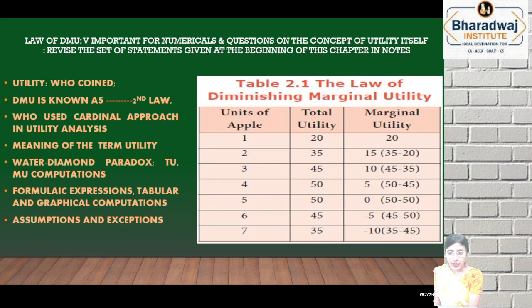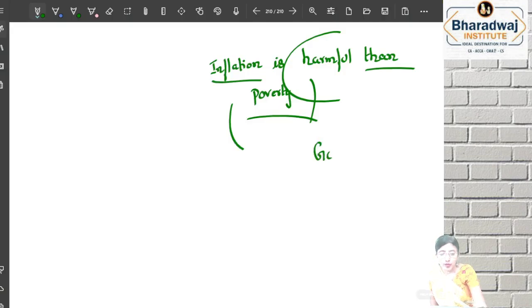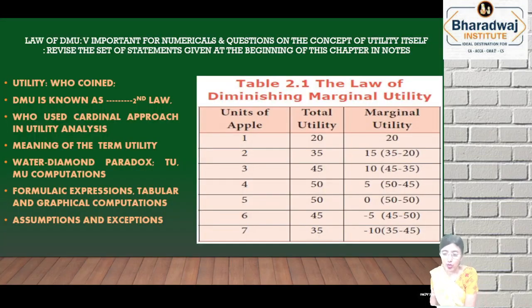Okay. Yeah, we will tell the answers. So the answers are: Stanley Gibbons for the first one. DMU is known as Gossen's second law. How many experts are there? Name of Gossen, you know? Very important question. I told you in this chapter there are many experts' names. Gossen's second law. Who used the cardinal approach in utility analysis? Alfred Marshall. Perfect answer. Correct.